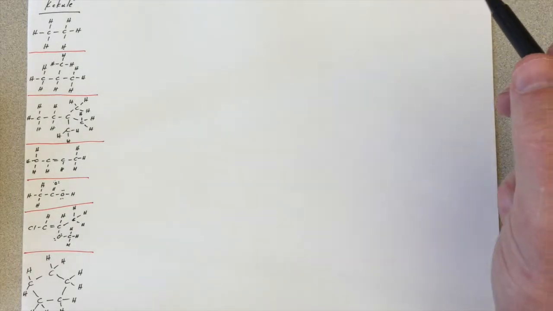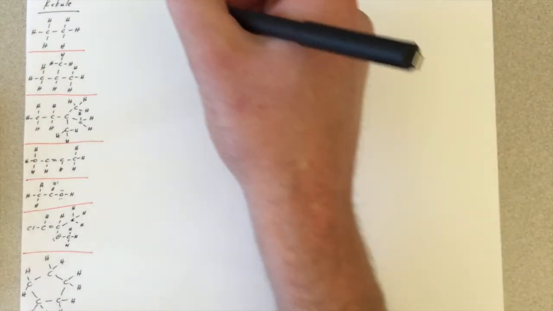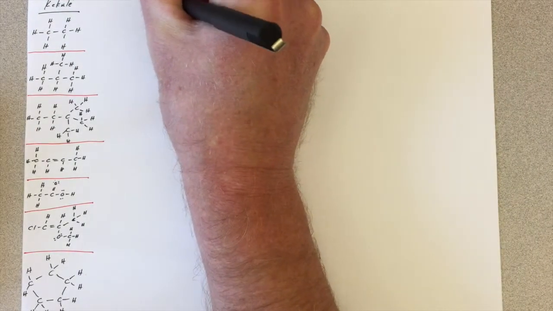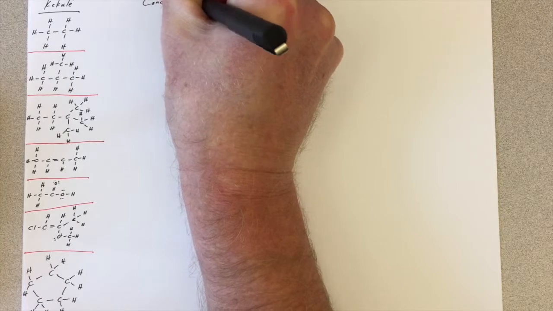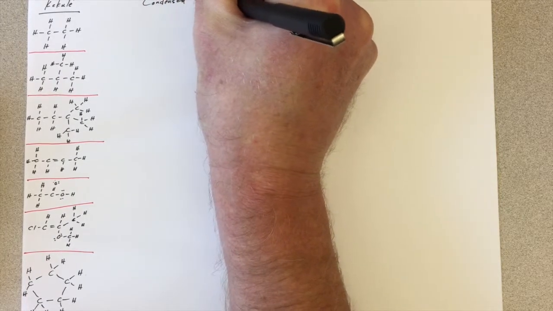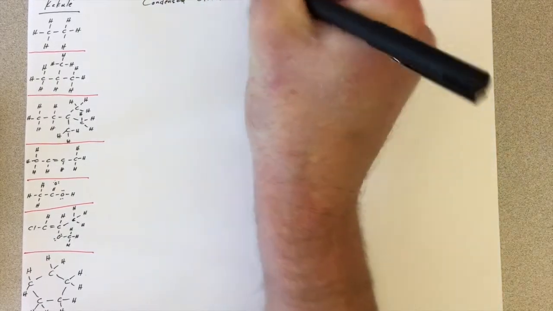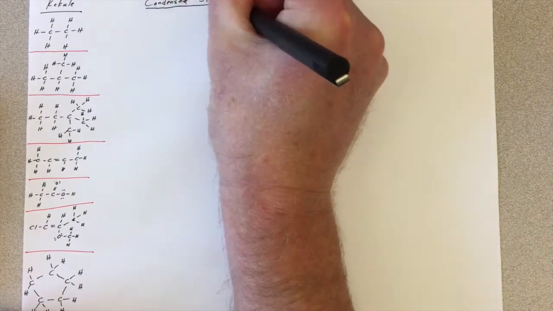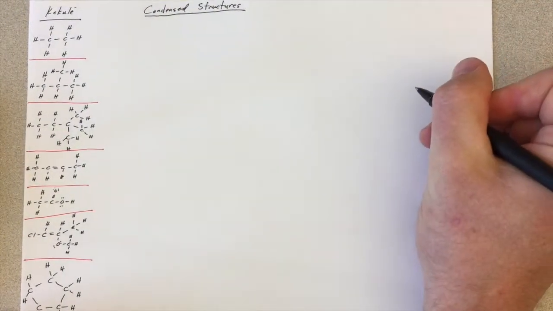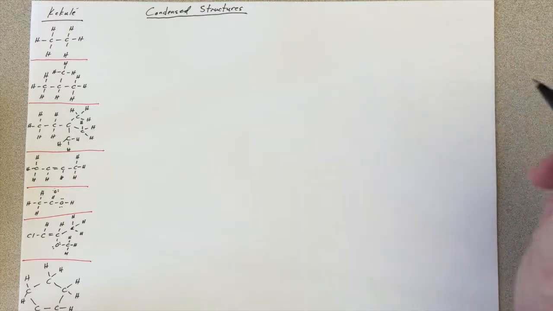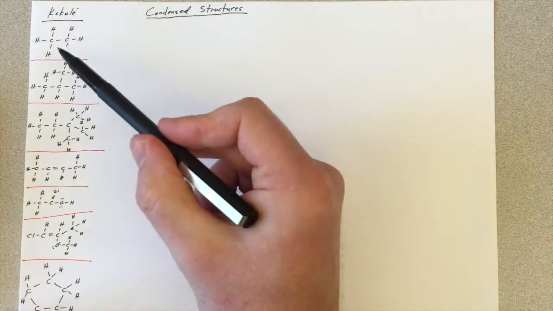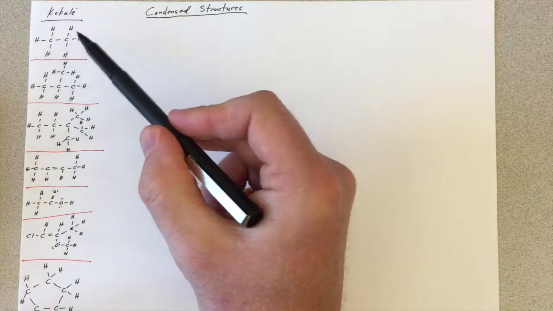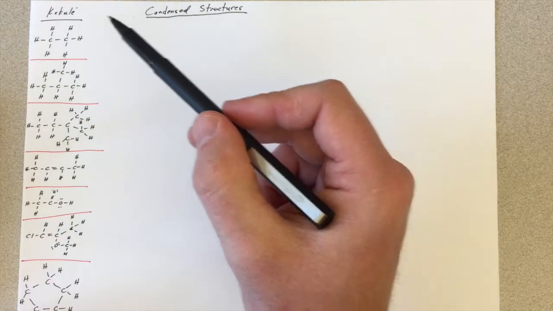And the first way is to try to condense these structures, and we actually just call them condensed structures. And instead of showing every single bond like what we do in the Kekulé structure, in the condensed structures we sort of simplify it a little bit. So let's take this molecule here. This is ethane. It's a really simple molecule.